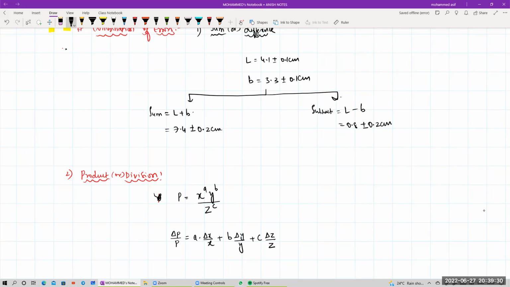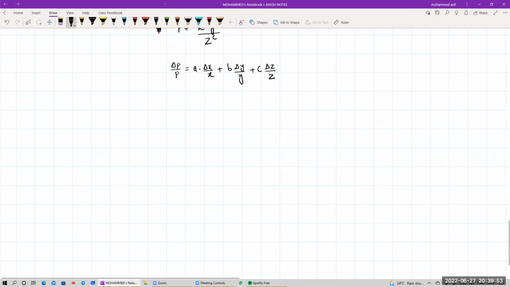Delta X by X is the relative error, isn't it? Into 100 is the percentage error. So this is one of the relations you need to remember for doing the numericals related to the errors part. Okay? So let me give you one small example and you can do it out or not.